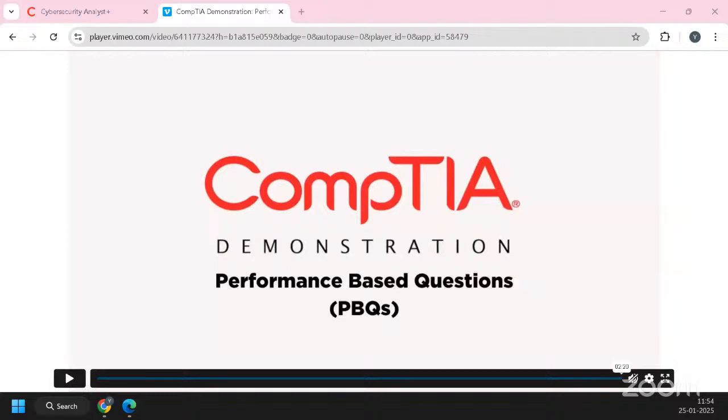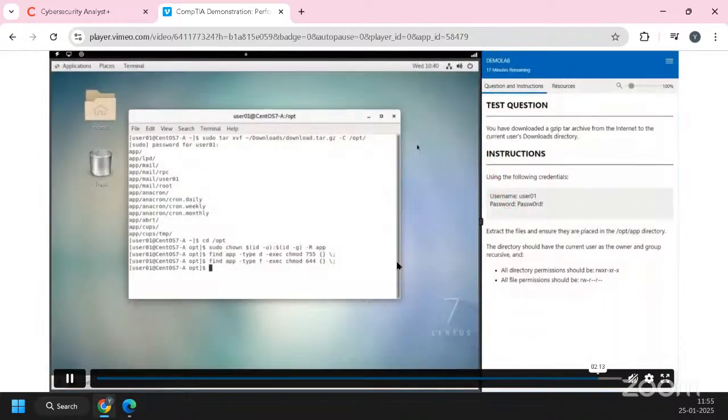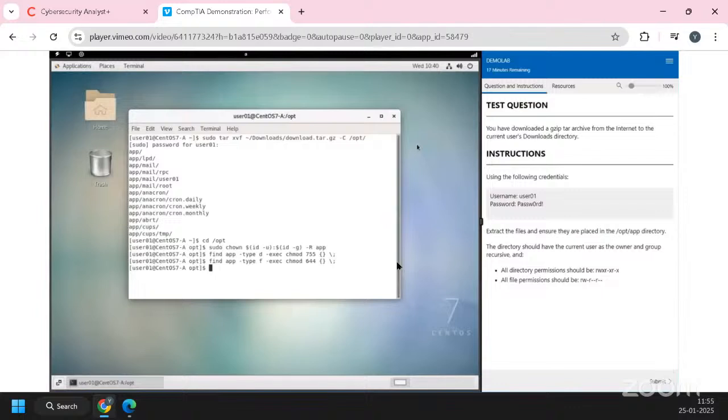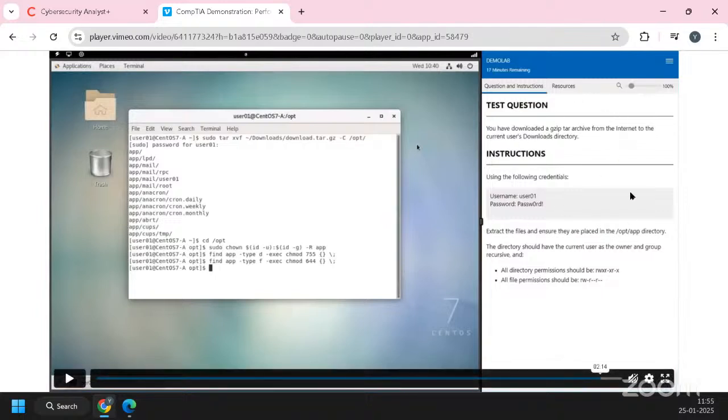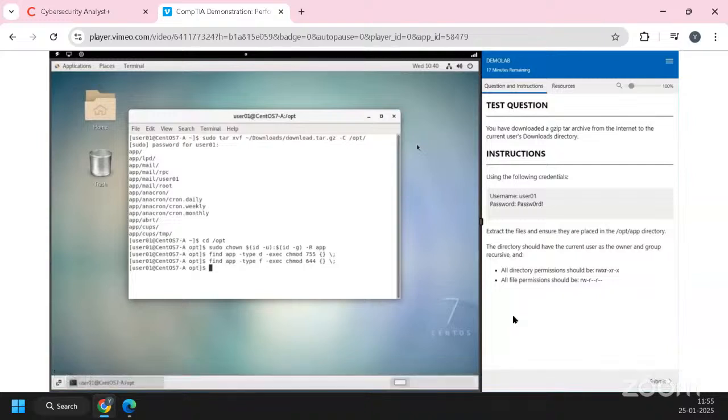So are you guys getting an idea of how a performance-based question will look like? Because what they are doing is asking us to perform some actions over there. With the help of that, they will be able to assess our theoretical knowledge with the help of MCQs, as well as the practical knowledge with the help of this performance-based question.